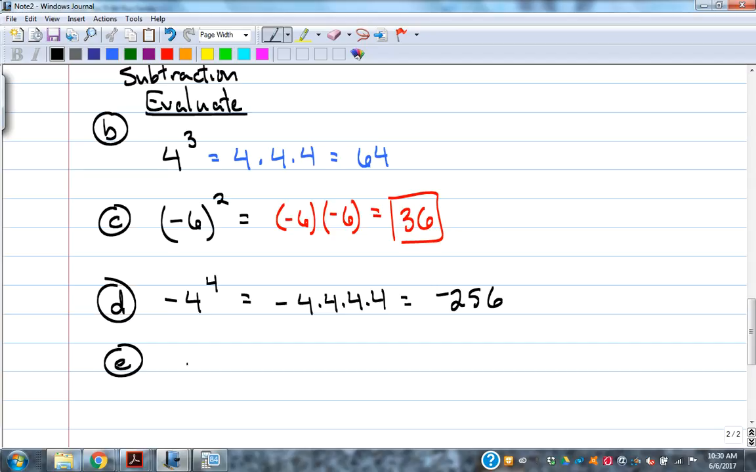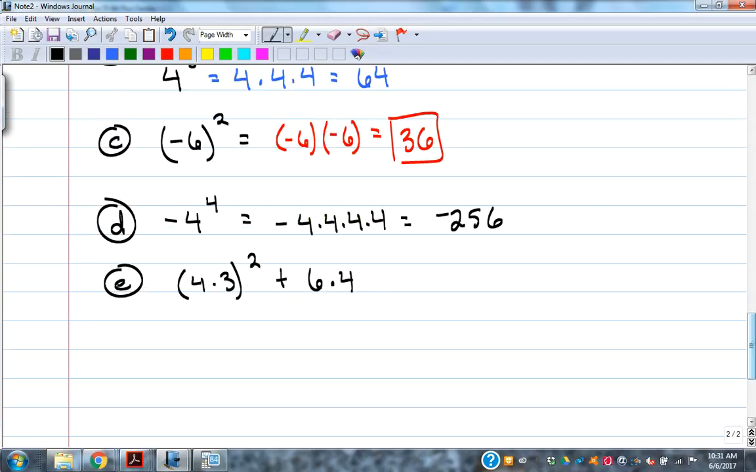Let's go ahead and go to 4 times 3 squared plus 6 times 4. So a more involved order of operations problem. We got a lot more going on here. We have parentheses, an exponent, some multiplication, and some addition. So we're going to follow order of operations. I'm going to do it by hand, and then we're going to type it in the calculator just to show that it can be done that way, and we get the correct answer.